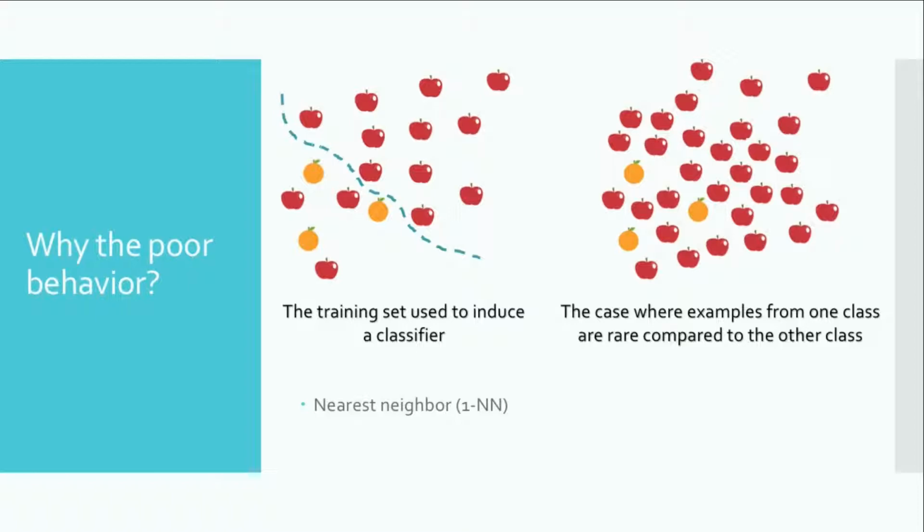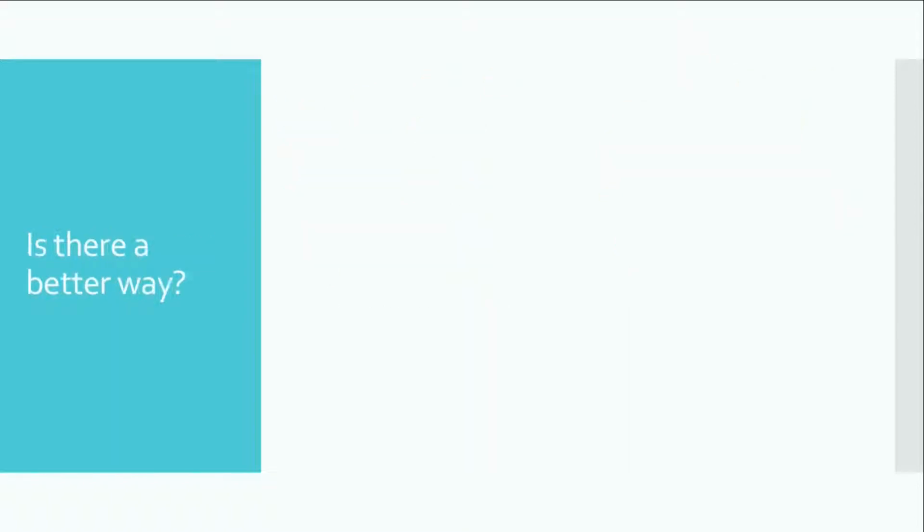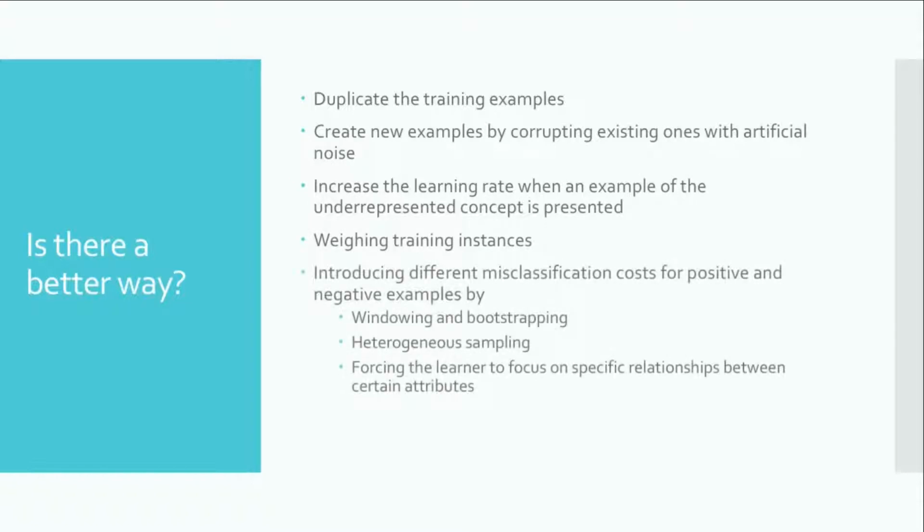The paper also explains how using a Bayesian classifier or a decision tree for classification will also have a poor behavior in such circumstances. So, is there a better way to create the training set when available data is imbalanced? Well, there are several introduced throughout the literature. For example, duplicating the underrepresented training examples, or creating new examples by corrupting existing ones with artificial noise. Other solutions are shown here as well.